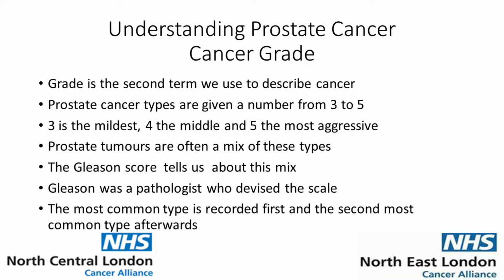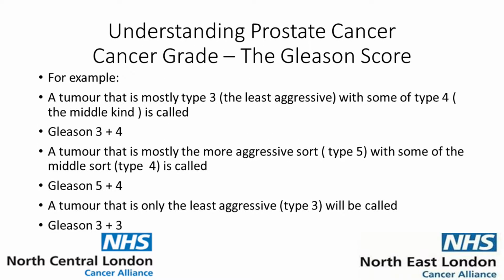Gleason was a pathologist who devised the scale. The most common type of cell seen is recorded first, and the second most common type afterwards. For example, a tumour that is mostly type 3, which is the least aggressive, with some type 4, which is the middle kind, is called 3 plus 4. A tumour that is mostly the more aggressive type, type 5, with some of the middle type, type 4, is called Gleason 5 plus 4. A tumour that is only the least aggressive type, type 3, will be called Gleason 3 plus 3.